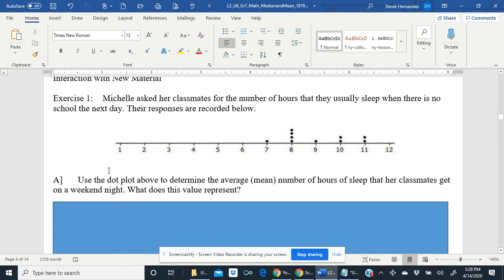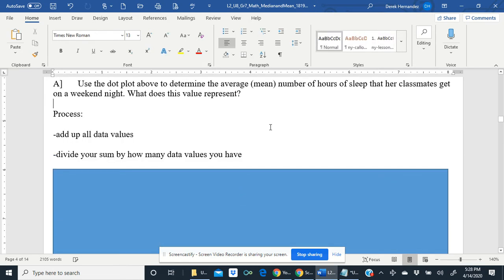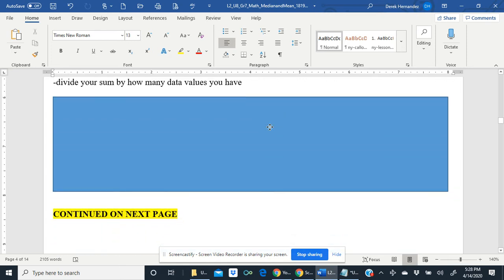Now, A, use the dot plot above to determine the average or mean number of hours of sleep that her classmates get on a weekend night. And what does this value represent? So here we begin. Here's the process. Add up all data values, then divide your sum by how many data values you have. Let's do that.